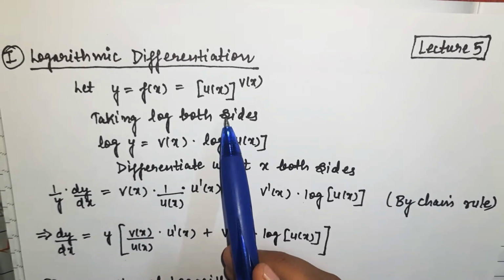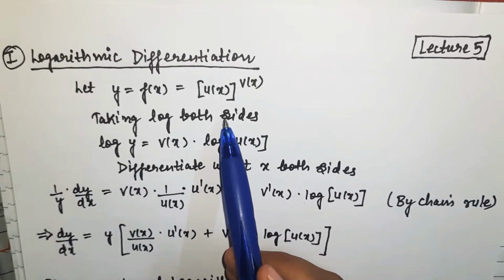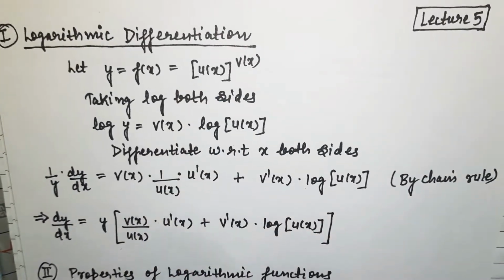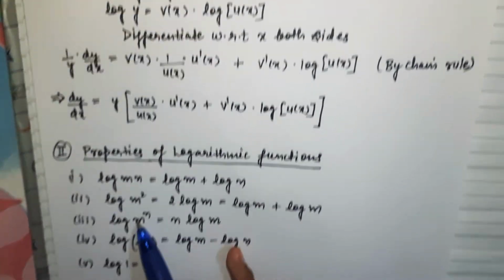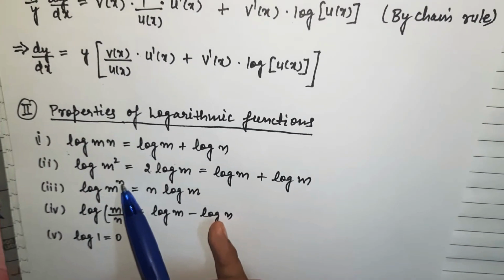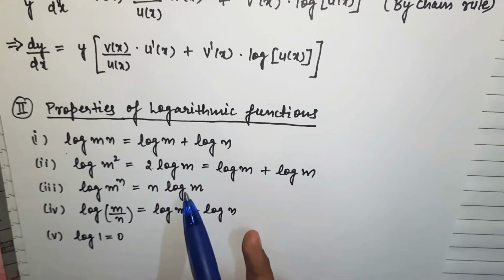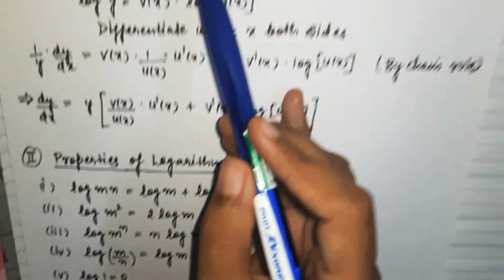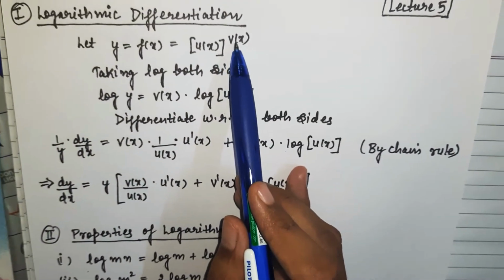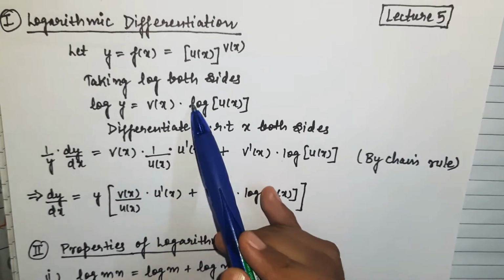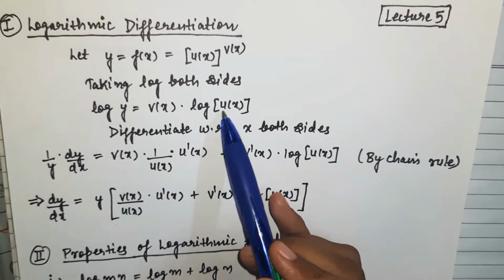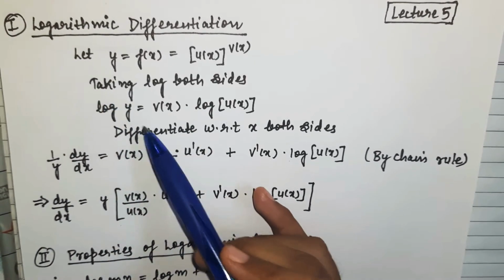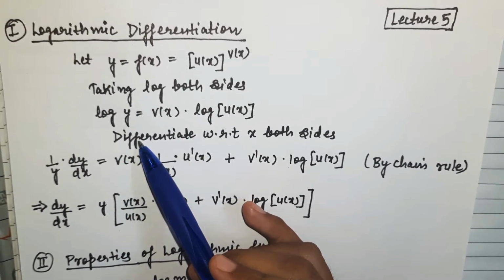While applying log on both sides, look, if I write log m raised to the power n, this is the property of log: we can write n log m. So this is equivalent to this. The same property I am applying here: u(x) raised to the power v(x), that power will come before log, and this will become log u(x). After applying log to both sides, you need to start with the differentiation.